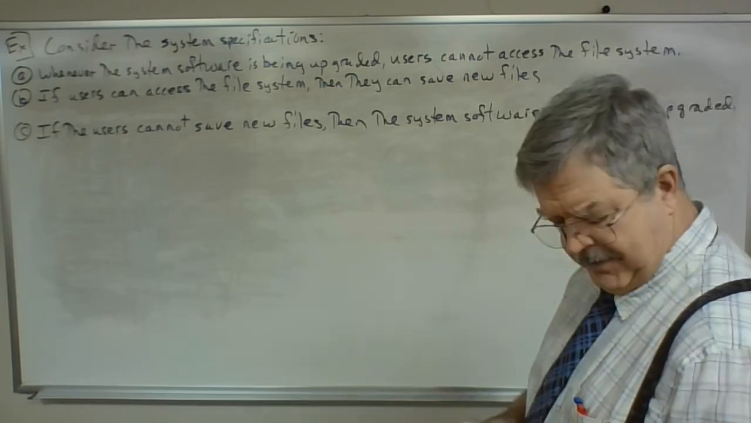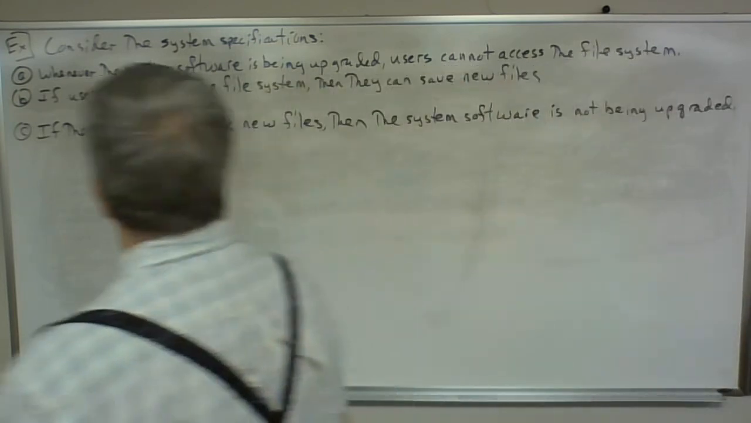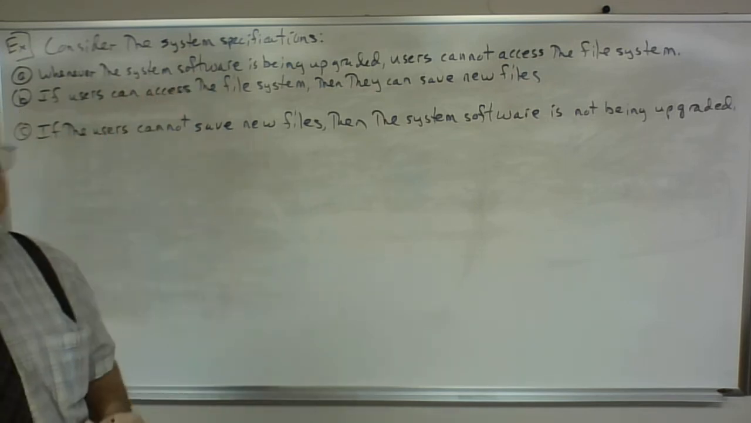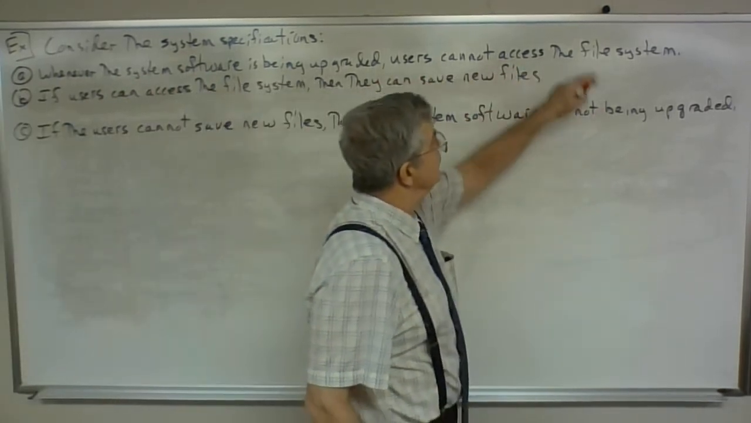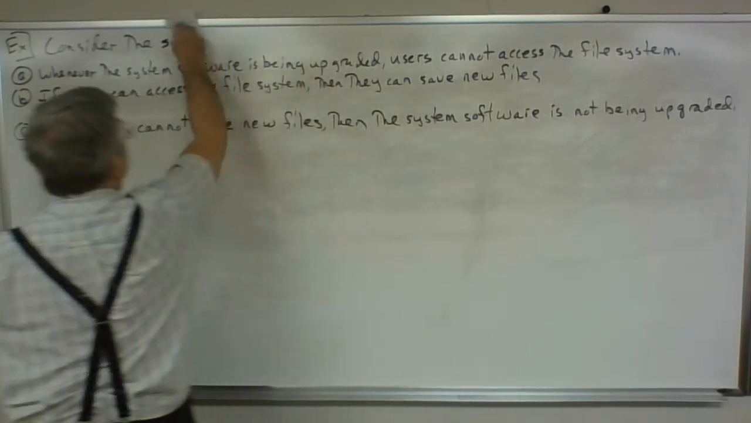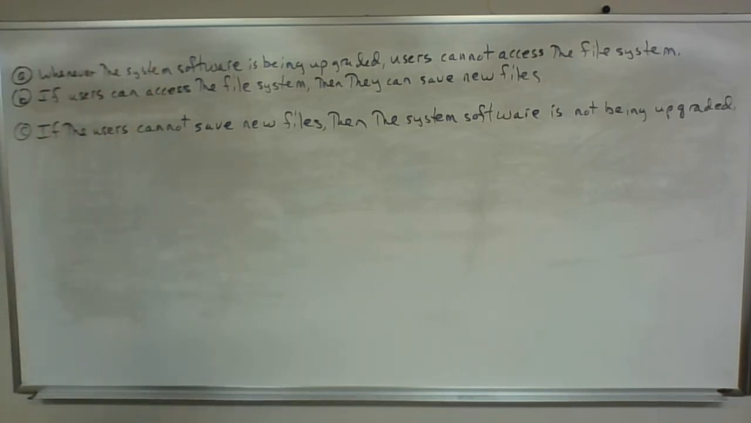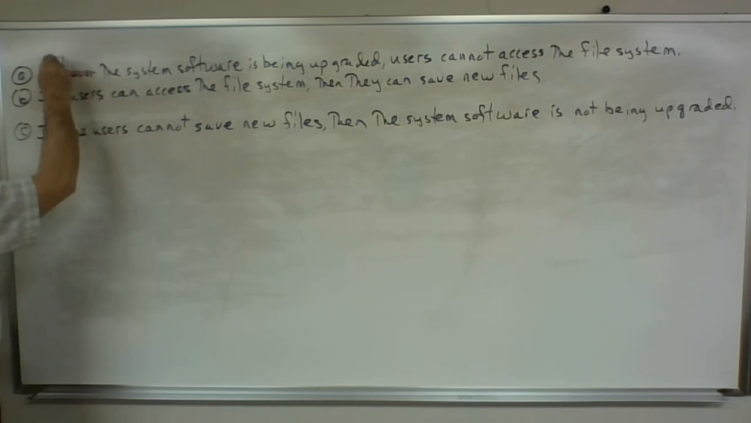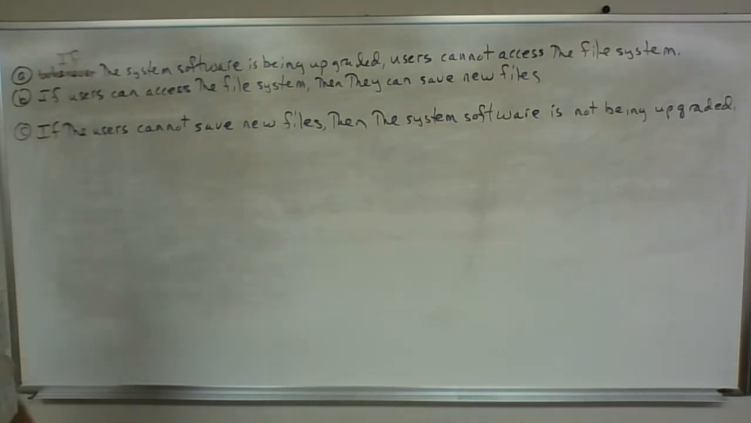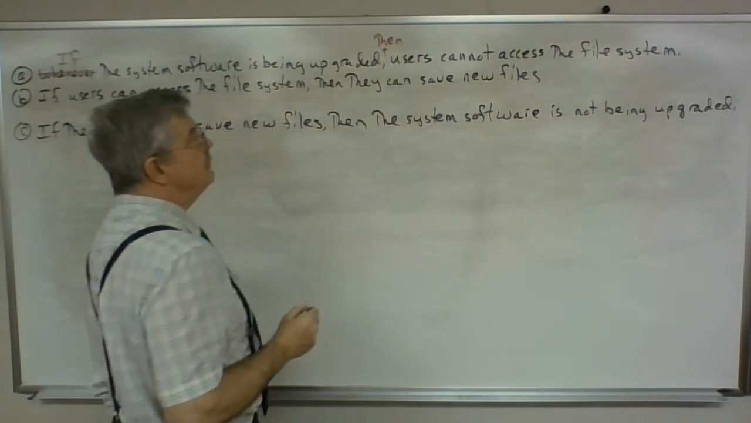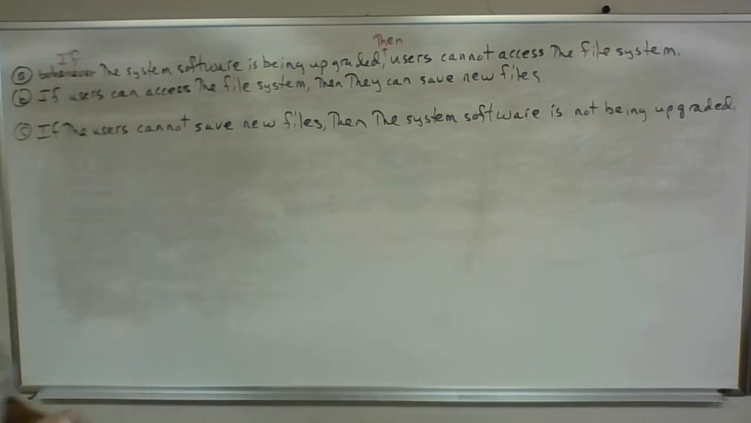And I think the first thing I'm going to do is take this and rewrite it for what it really is. This says whenever the system software is being upgraded, users cannot access the file system. Now, what is that really saying in terms of what we know about logic and propositions? Isn't that really saying if the system software is being upgraded, then users cannot access the file system? Isn't that really what it's saying?